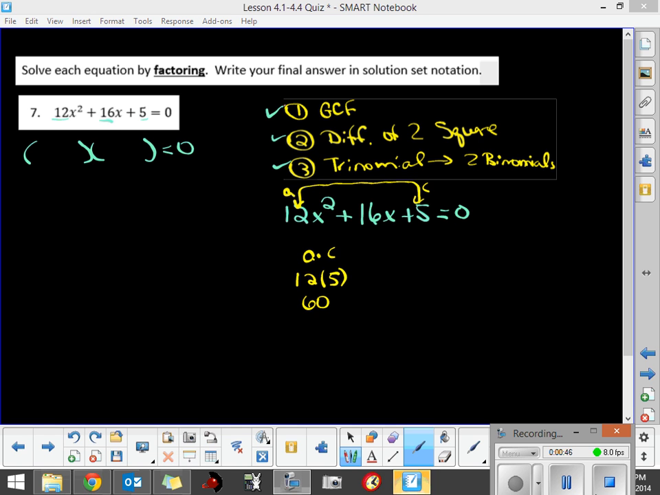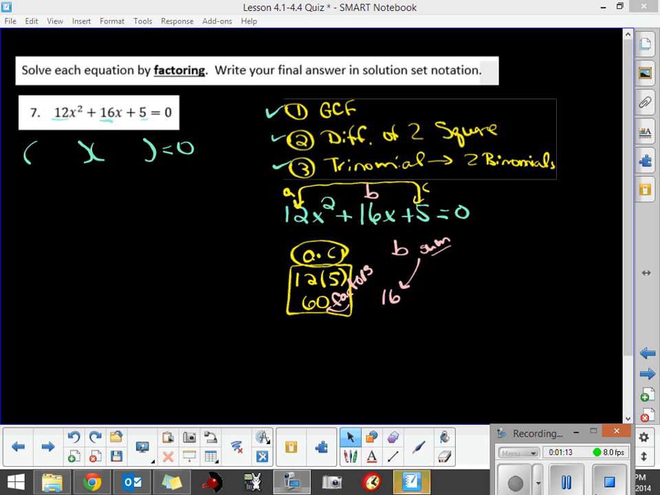So a times c is 12 times 5, and 12 times 5 is 60. So this is an important piece of information for us, because we want to generate factors of 60 that will give us our next link, which is b. We want factors of 60. So think of things that I can multiply together to get 60, whose sum is b. In this case, the sum is 16.